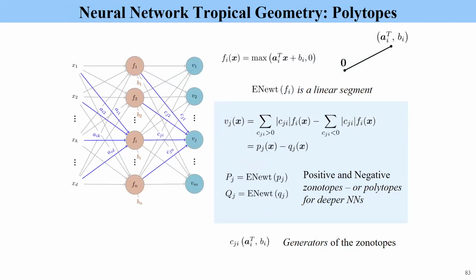For the hidden layers, the Newton polytope is just one line segment. So for every output, we then have polytopes. The one corresponding to the positive coefficients is the capital PJ, and the one with negative coefficients the QJ. And each one of them is a zonotope because it's a Minkowski sum of line segments.